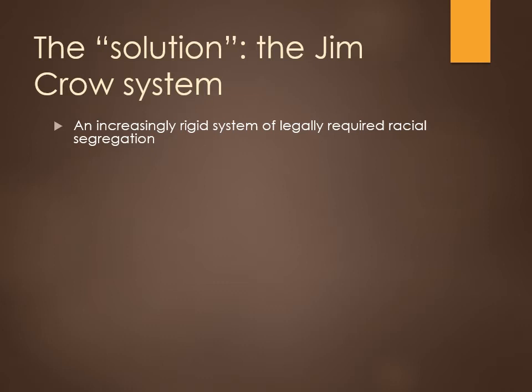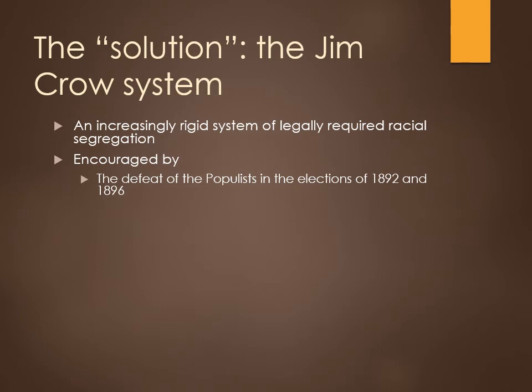And the reading that you have from The Warmth of Other Suns will spell this out in significant detail. This was legally required racial segregation. It wasn't just custom, it was the law. It was encouraged when the Populists went down to defeat in 1892. And then in 1896, when they joined the Democrats of William Jennings Bryan, they were also defeated. And this opened the door for Jim Crow.